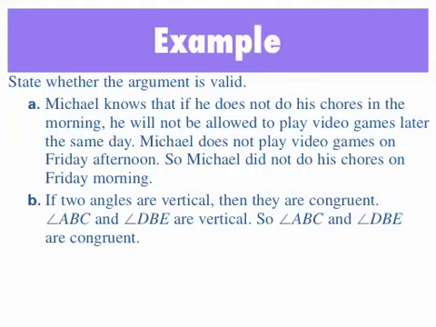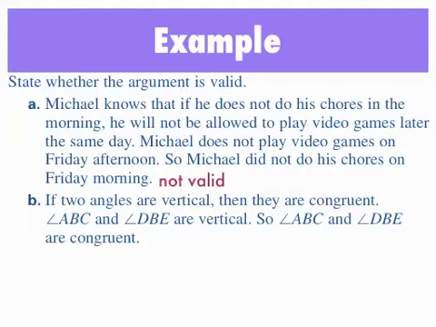Remember what we just talked about: the hypothesis has to be true, and then we know that the conclusion is true. Well, the next statement says Michael does not play video games on Friday afternoon. It's telling us that the conclusion is true. I cannot know that the conclusion is true to reason that the hypothesis is true. It has to be the other way around. So example A is not a valid argument.